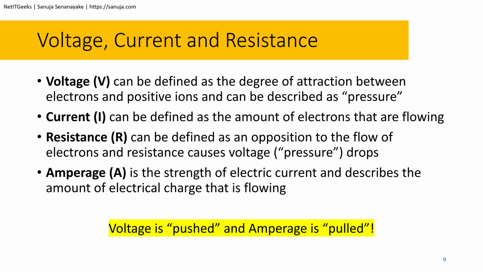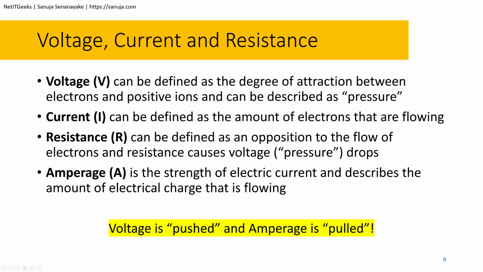Current, which is denoted by capital I, can be defined as the amount of electrons that are flowing. If you look at a wire from one single point, how many electrons are flowing through that point is defined as the current. Think again of the wire as a pipe with water flowing through it, and how much water flows through that one single point is what we call the current.